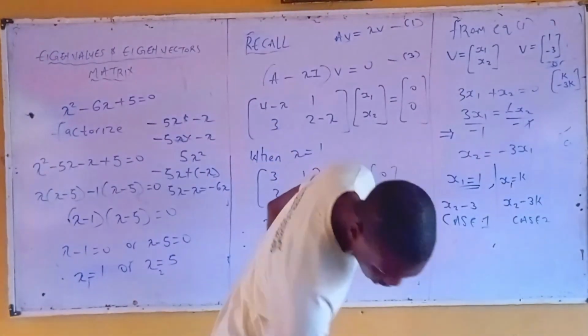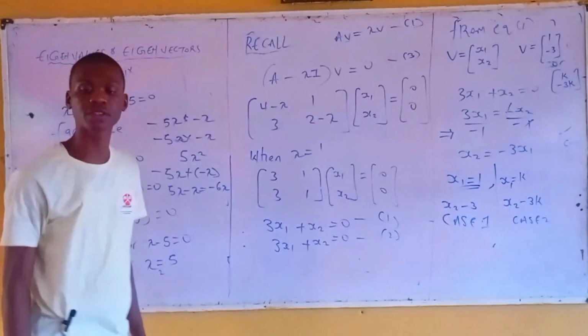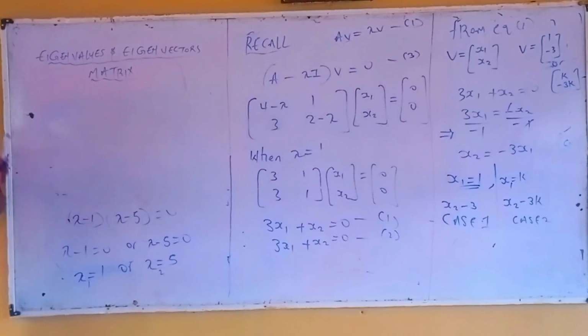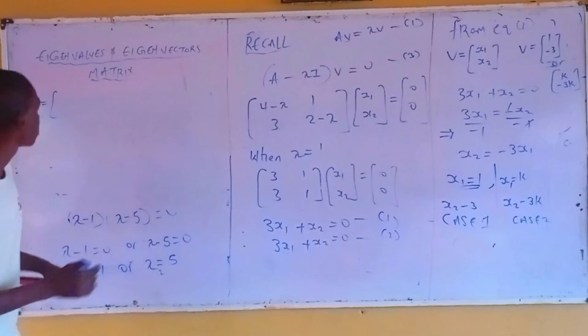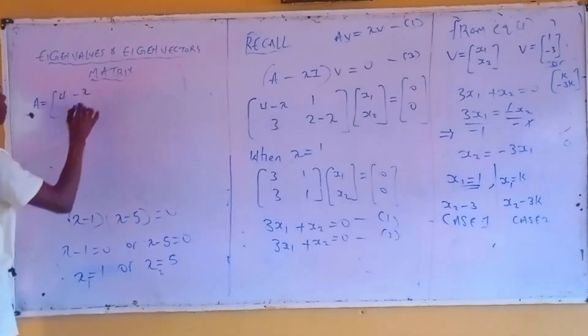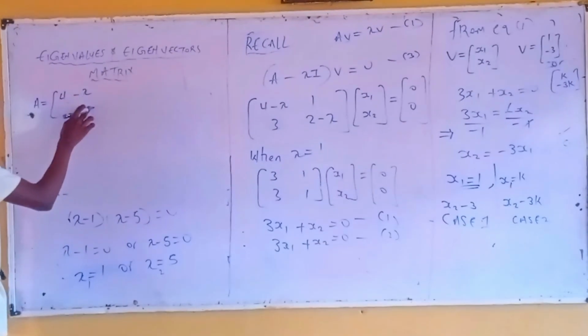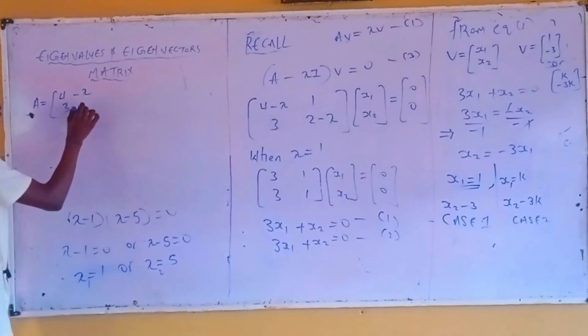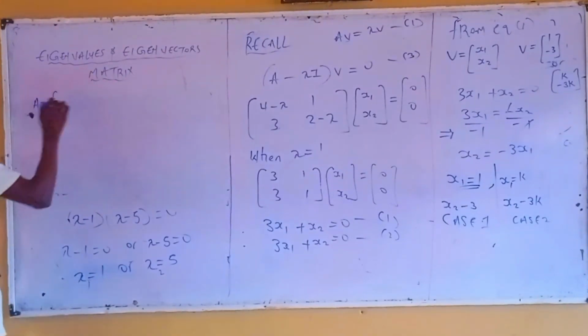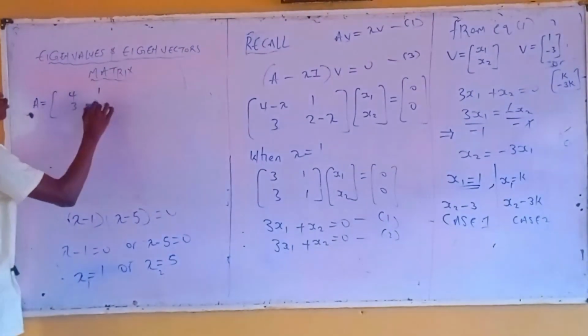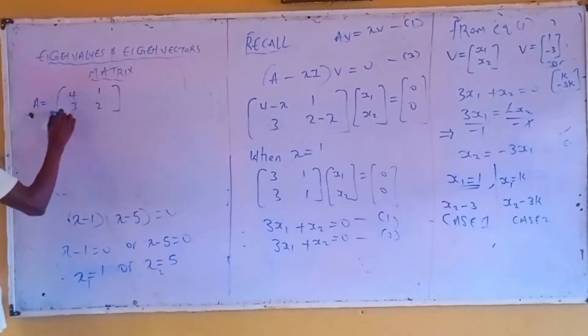So that's it. Now let's quickly find the value of the eigenvector when the eigenvalue is 5. You get the point, right? For the given matrix, recall, what's the given matrix again? The initial matrix is 4 3 1 2. Okay, this here is the given matrix.